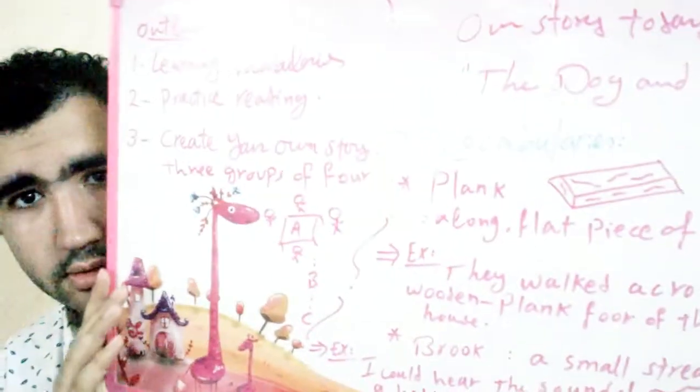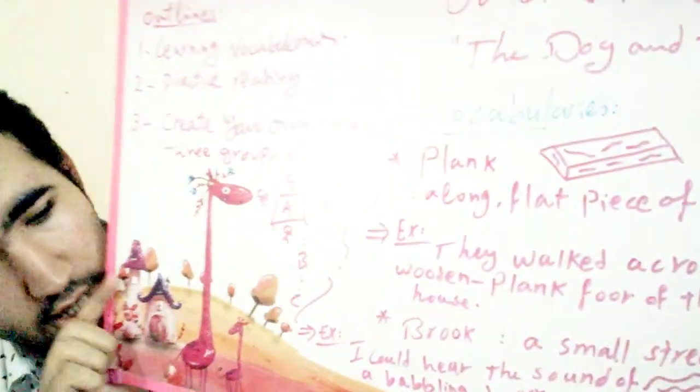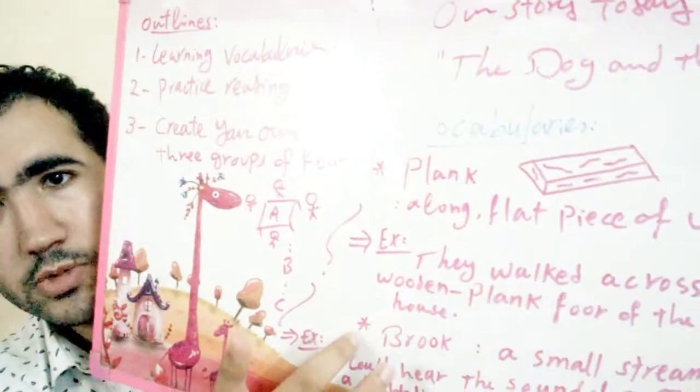The second word is brook. Brook, right? Can you see it here? Brook. What does brook mean? Brook means a small stream of water, for example. When you walk in the forest and you see a small stream of water in the ground. For example, I could hear the sound of a babbling brook. Babbling brook. So that's our vocabularies for today.